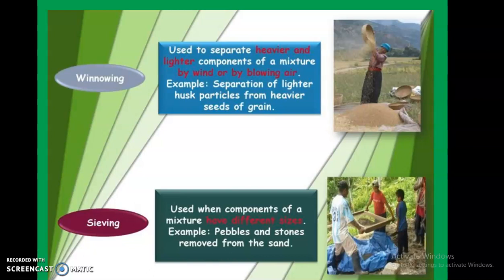Winnowing is used to separate heavier and lighter components of a mixture by wind or by blowing air. For example, separation of lighter husk particles from heavier seeds of grains. In the winnowing technique, beta, the method is such that we separate heavier and lighter components side by side. This is a mixture that has a heavier component and also a lighter component.